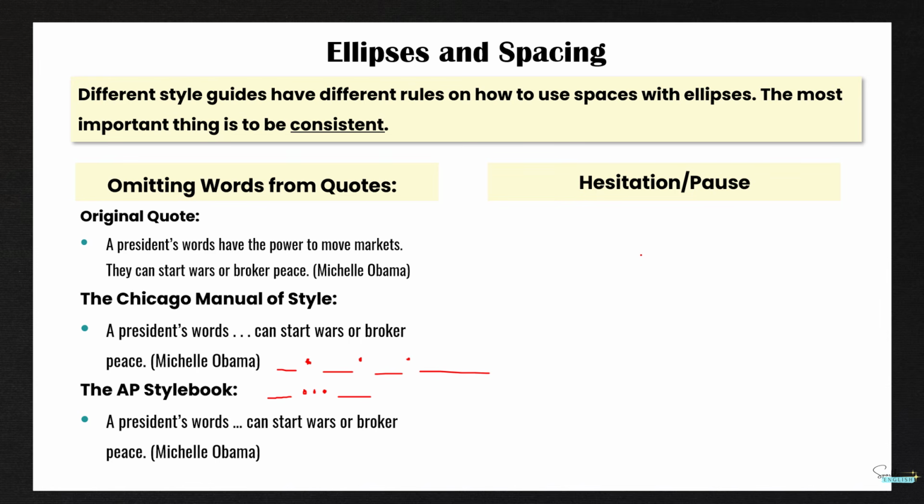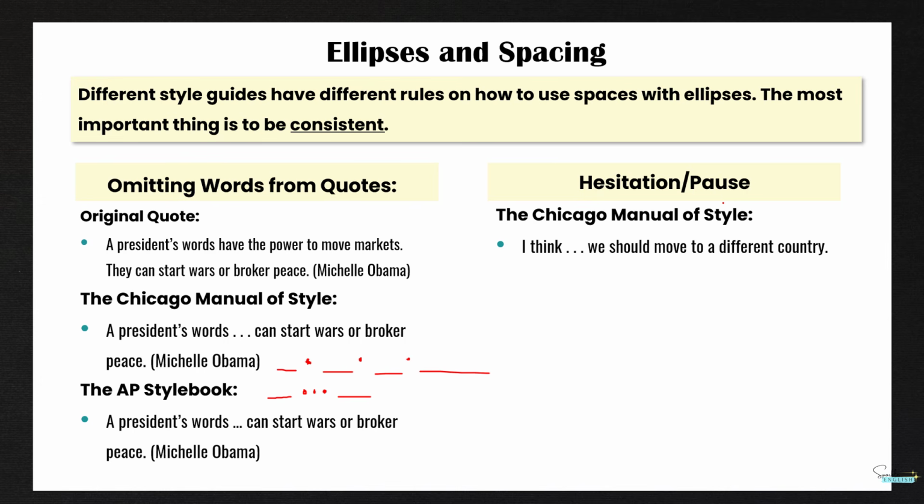Now let's look at an example with hesitation and a pause. "I think we should... move to a different country." So here again, with the Chicago Manual of Style, we have a space, ellipsis point, space, ellipsis point, space, ellipsis point, space. And with the AP style book, "I think we should... move to a different country." We have a space, then the ellipsis with no space, as if it's one word altogether, and then a space.